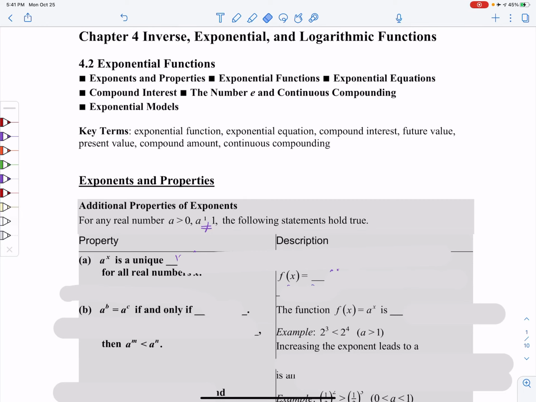All right, welcome to section 4.2. The intent is to make 4 separate videos in this section. Hopefully we'll be able to keep them a little on the short side. This is a fairly lengthy section.